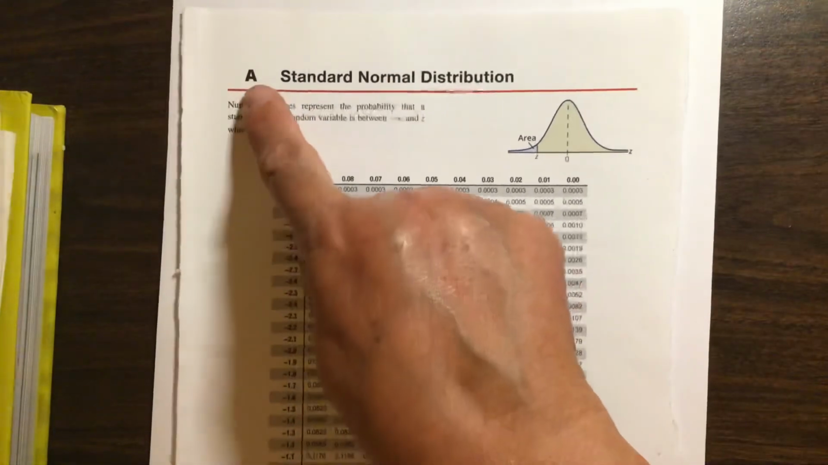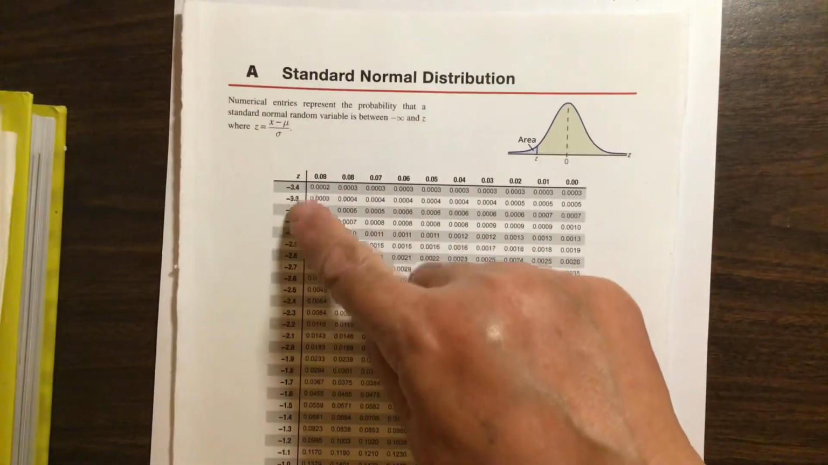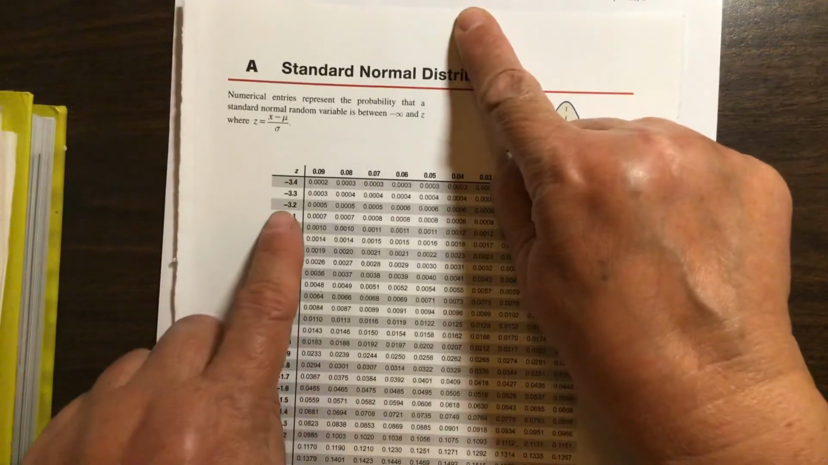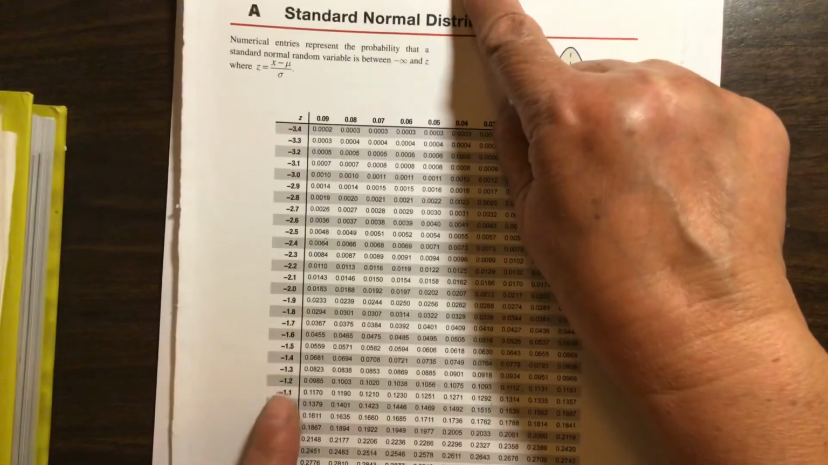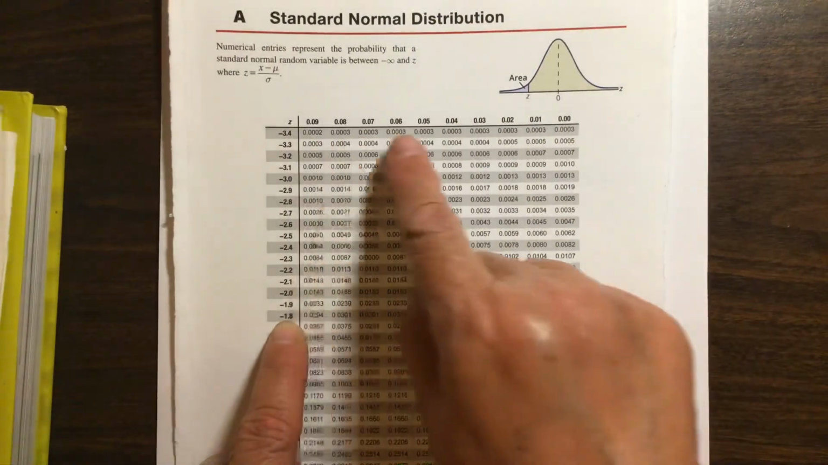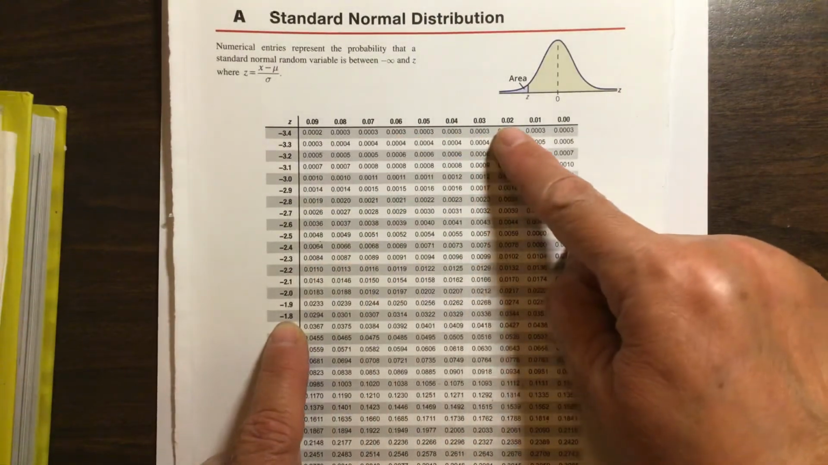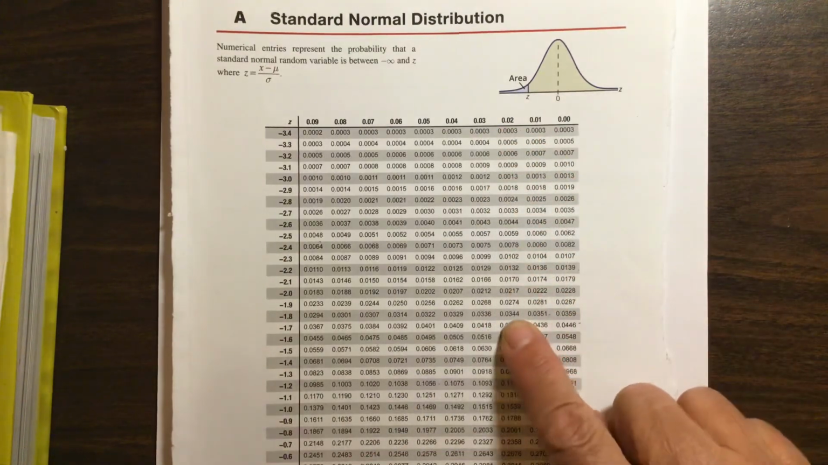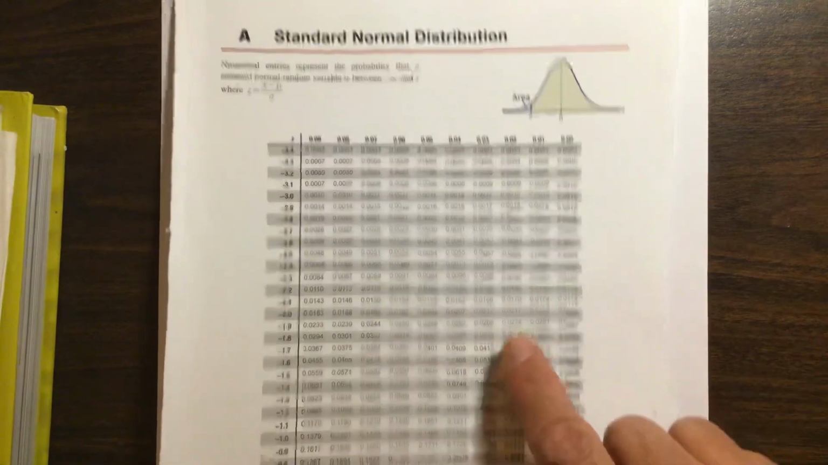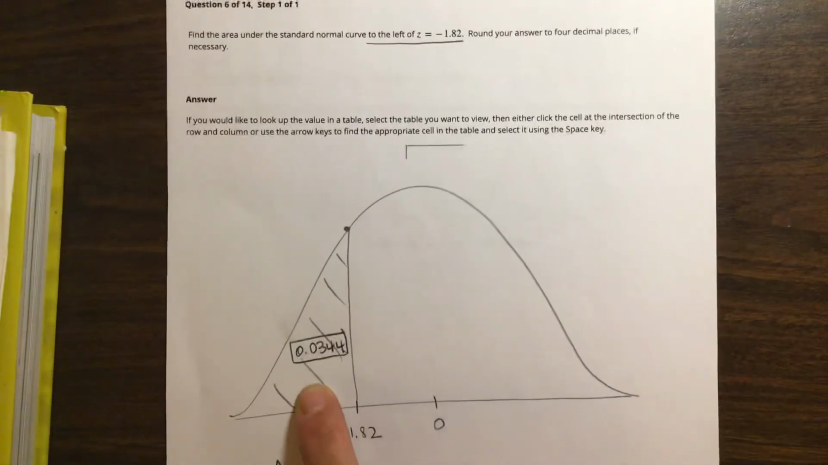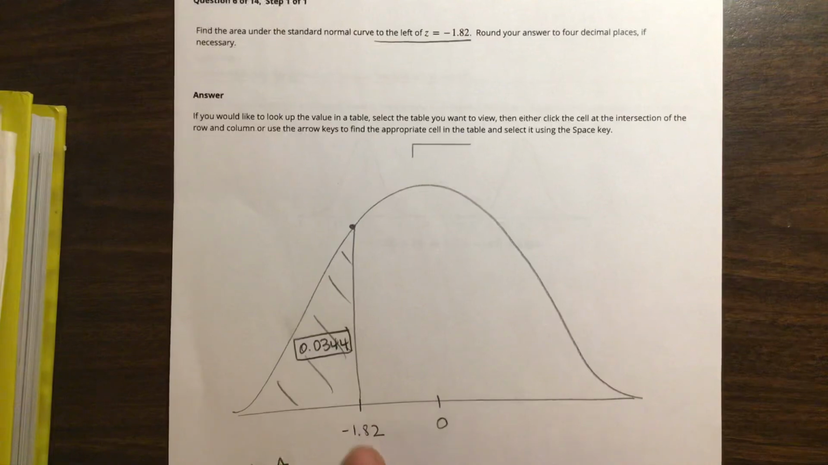This time you're going to use table A. See how it has negative z-scores? We're looking for negative 1.82. So here's negative 1.8, and here's the 0.02. So we're going to see where those meet at 0.0344. That's the area under the curve to the left of this z-score.